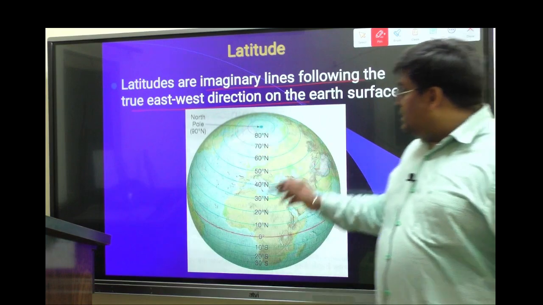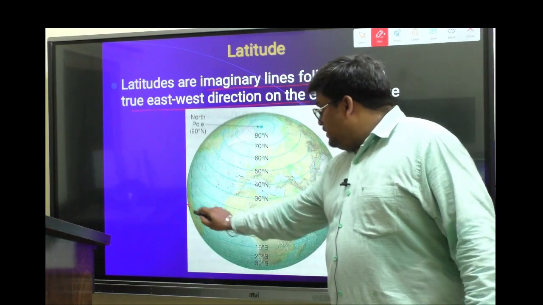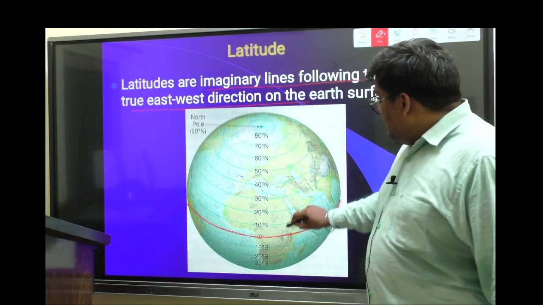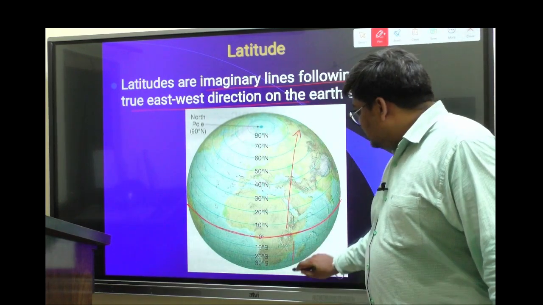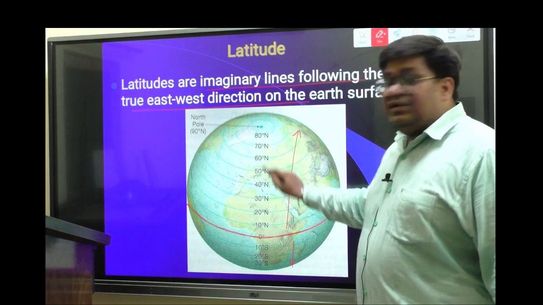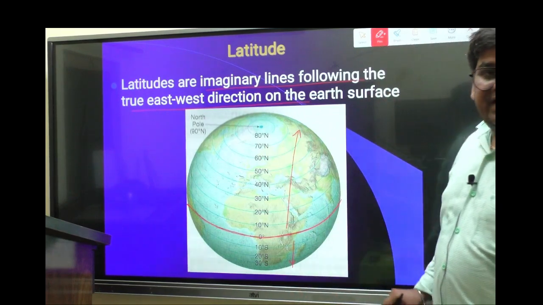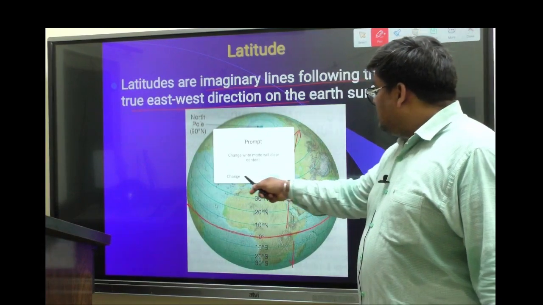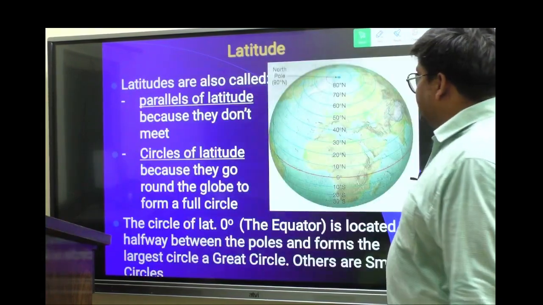You can see here, this is your equator, or 0 degree latitude. This is the northern portion and this is the southern portion. So you can call 10 degrees, 20 degrees, 30 degrees, 40 degrees and 50 degrees, which I have already explained to you. Okay, let's move to the next slide.